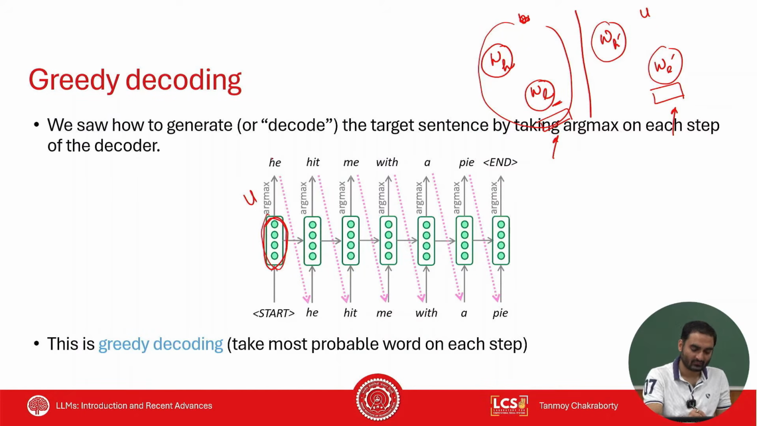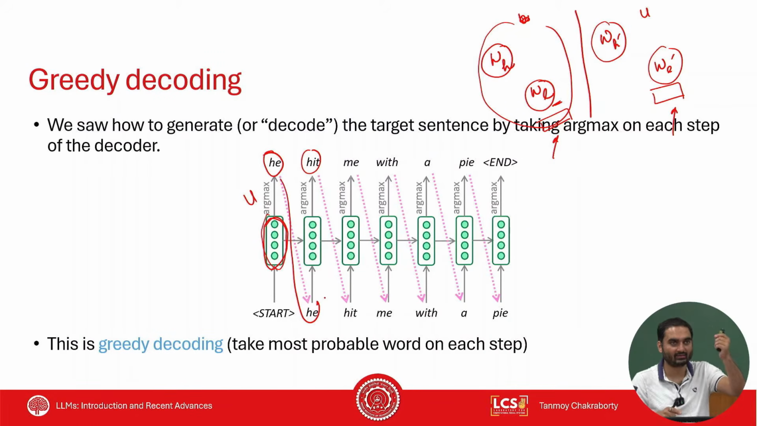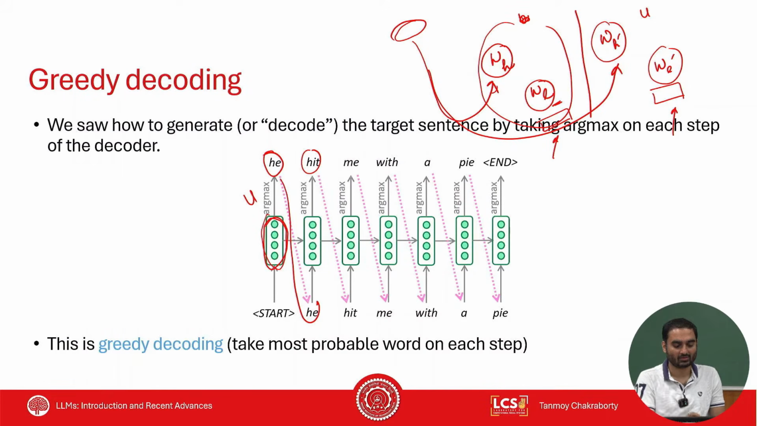So let's say you sampled "he", and then you feed it here, it will generate "hit". When I say I feed "he" to the next layer, what does it mean? It means I feed the embedding of "he" to W_H. This W_H dash is the same for all the tokens that you are generating in the decoder.